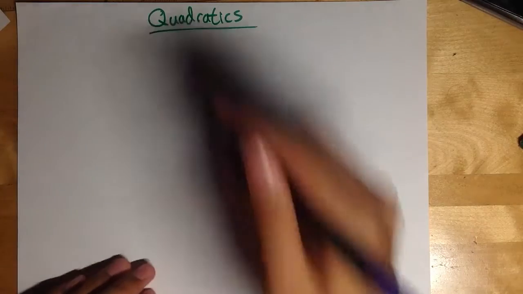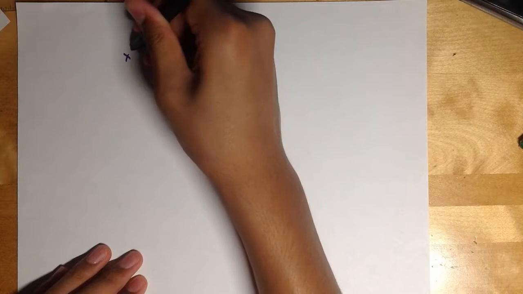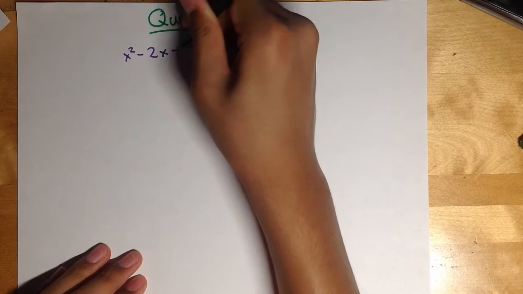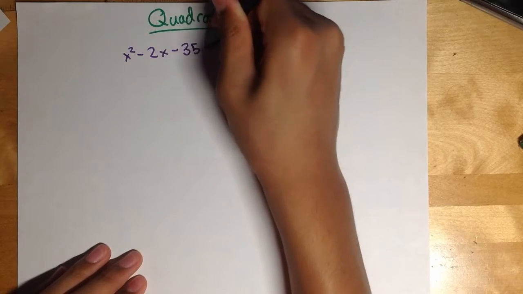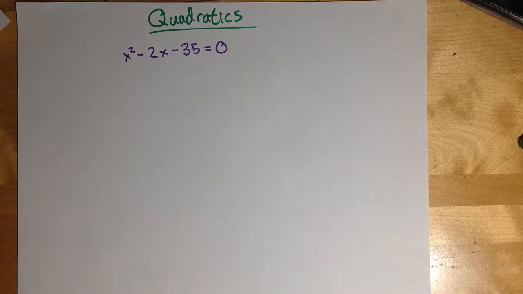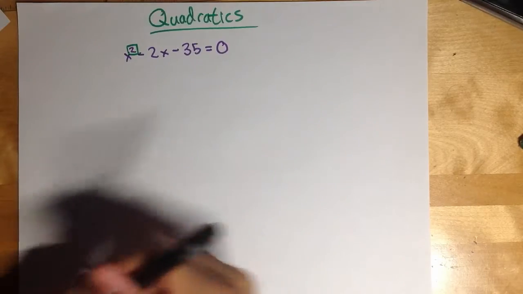such as, let's say, x squared minus 2x minus 35, and of course to be an equation you need to set that equal to 0. So that is the form of a typical quadratic equation. What makes it quadratic is this term here, this little square. A line would ignore that.